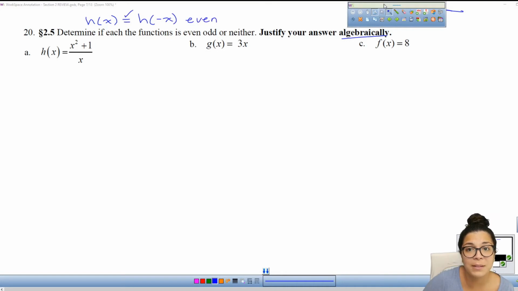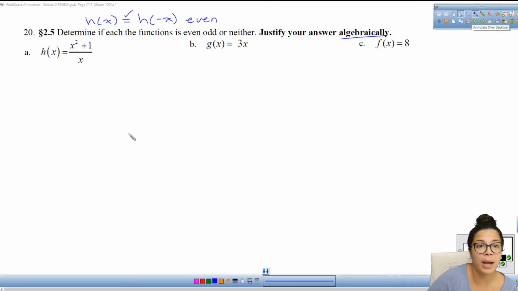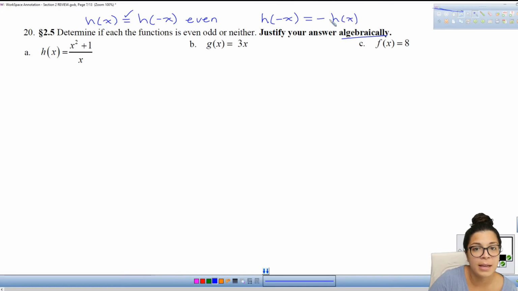Okay, and how we check if it's odd is we check that function that we just found, h of -x, we check if that equals -h of x. If this is true, then it is odd. Okay, so let's go ahead and do that. Let's first find h of -x so that we compare that with the original to see if it's true. So h of -x, we're going to plug in -x into the input for x. And then we're going to simplify.